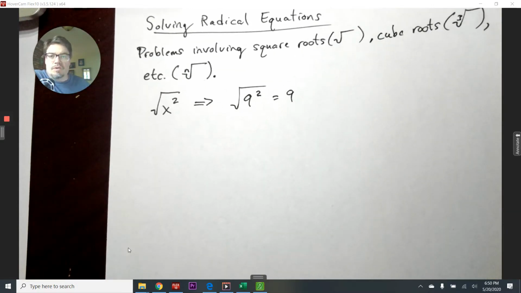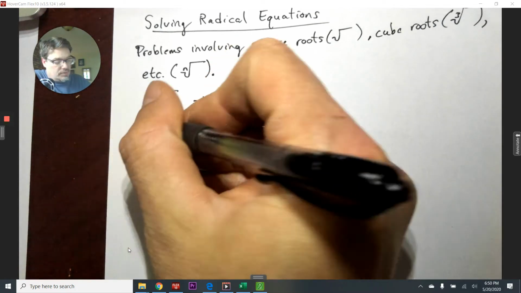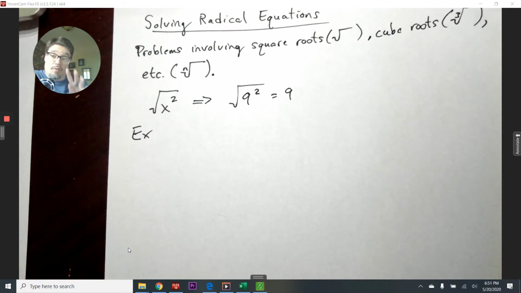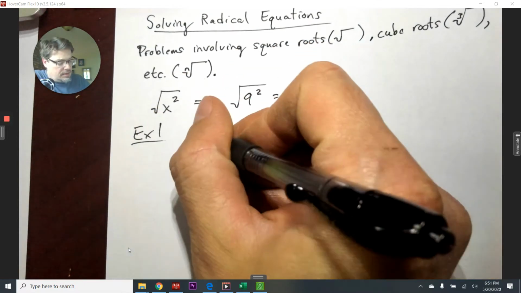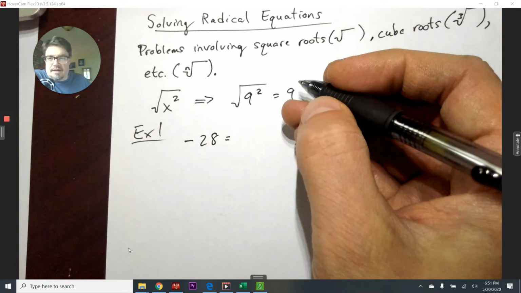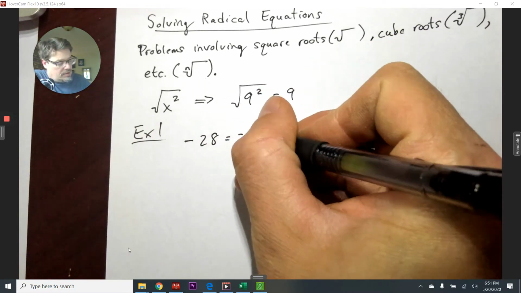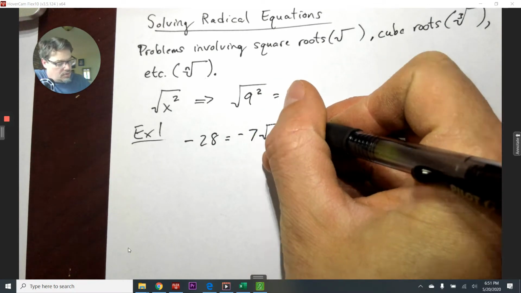So let's look at our first example. There's going to be 8 examples. I'm probably going to split up 4 in this video and 4 in the next. Our first example will involve just something pretty cut and dry. Let's say that I have a value, it equals negative 28, and it equals negative 7 times the square root of, say, n.